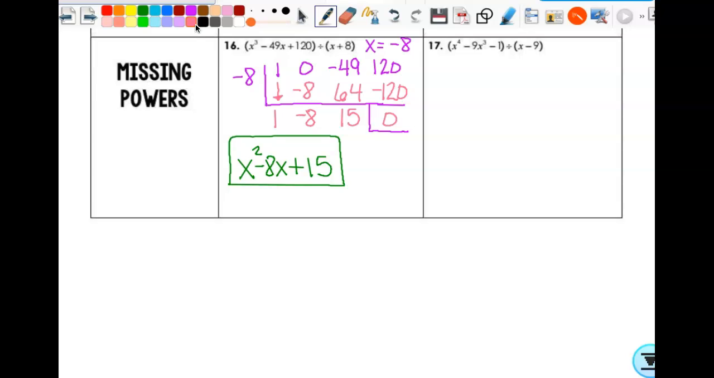Then you have to do, you didn't put your little, then you have to do negative 8 times 15 will give you a negative 120, right?